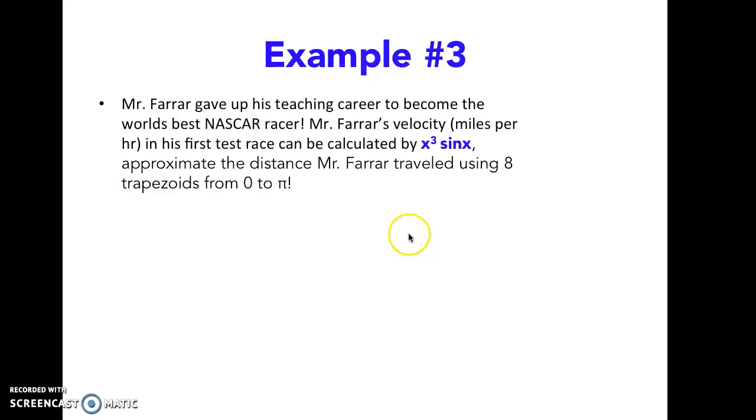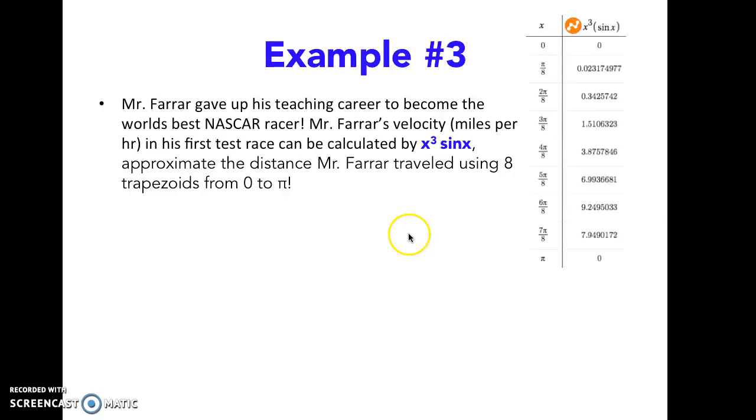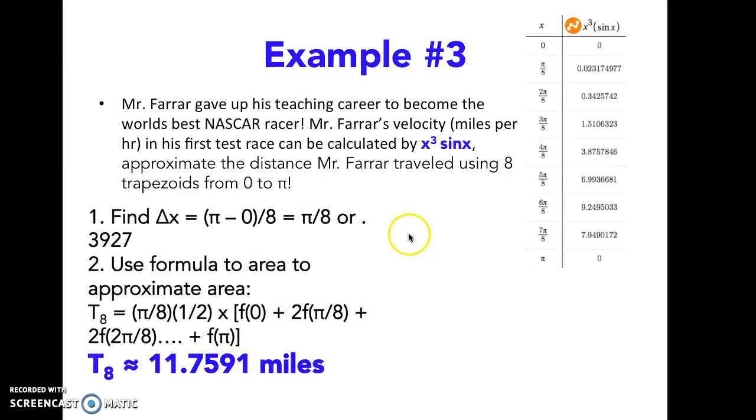Example 3. Oh, Mr. Farrar has given up his teaching career to become the world's best NASCAR racer. Mr. Farrar's velocity, in miles per hour, in his first test race, can be calculated by x cubed sine of x. Approximate the distance Mr. Farrar traveled using 8 trapezoids from 0 to pi. These are our table with all of our y values.